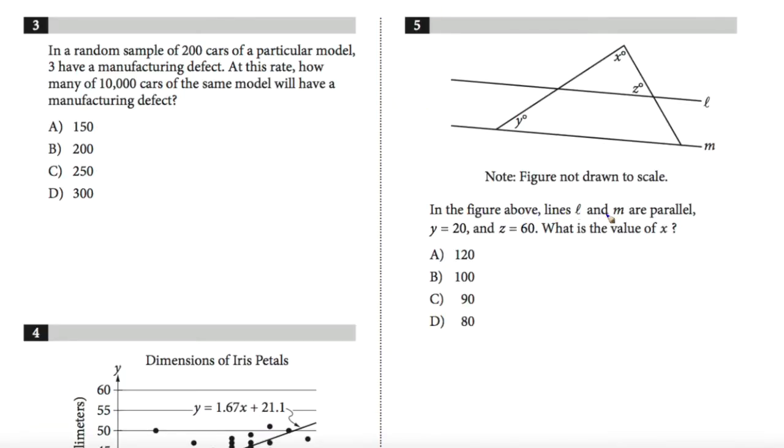Question number 5. In the figure above, lines L and M are parallel. So this line L and this line here, M, are going to be parallel. Y equals 20. Here's Y. Z equals 60. And X, we do not know. So we're trying to solve for the value of X.